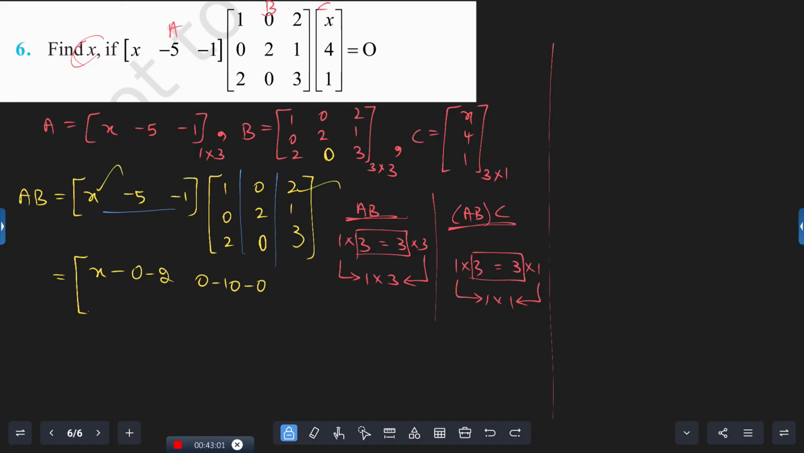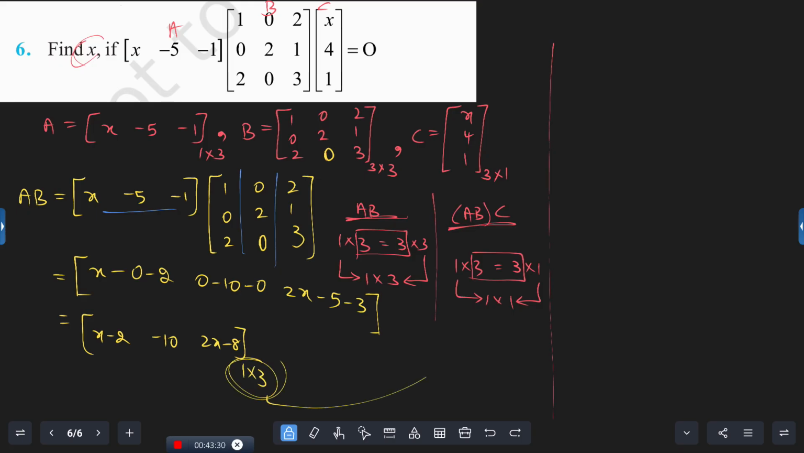Okay, x into 2, 2x. Minus 5 into 1, minus 5. And minus 1 into 3, minus 3. That's it. Everything is over. Just we have to simplify. Simplify this, Raja. What I'm getting: this will be x minus 2. Here minus 10. Next 2x minus 8. That's it. So 1 row, 3 column. Same thing we got here. That is, we should get the AB product now. 1 row, 3 column. Yes, we got it.